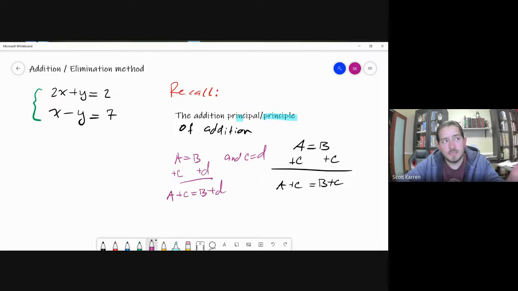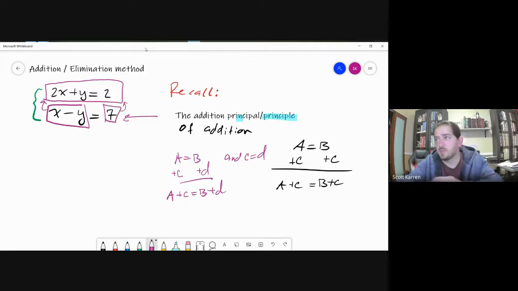And that's the key to this, is I'm going to start with an equation. I have another one right here, and I'm going to take the x minus y and add it to the left-hand side of the equation, and take 7 and add it to the right, because they're equal. So I'm just going to add the left hand to the left and the right hand to the right.